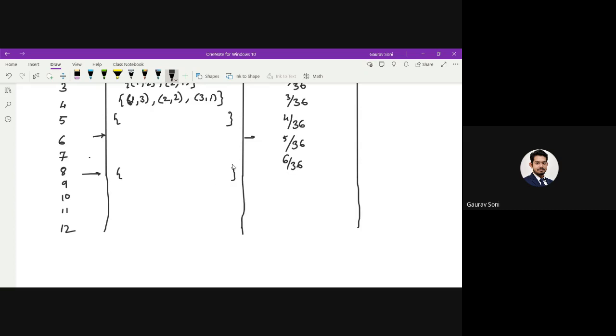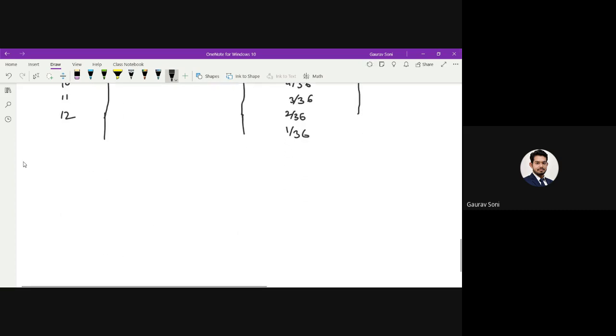So it won't always follow the pattern. Okay, it will be 5 by 36 for 8. Exactly, 5 by 36. Now for 9 it will reduce: 4 by 36, 3 by 36, 2 by 36, and finally 1 by 36. So you can find out the sample points.